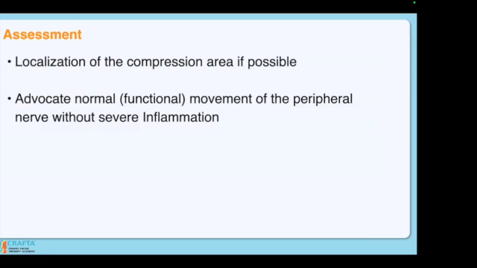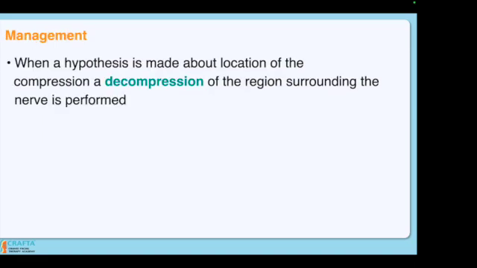When we do our assessment here, we have to find out what the localization of the compression area is. Is it possible? Can we look where it is? Can we find it? And of course, in our assessment, it's important to advocate a normal functional movement of the peripheral nerve without severe inflammation. And it's important that we always do our reassessment, our test, treatment, and assessment again to see, are we on the right area? Are we on the right spot in our assessment? So in our management, we have to do a decompression of the regions of the nerve, of the surroundings of the nerve itself.